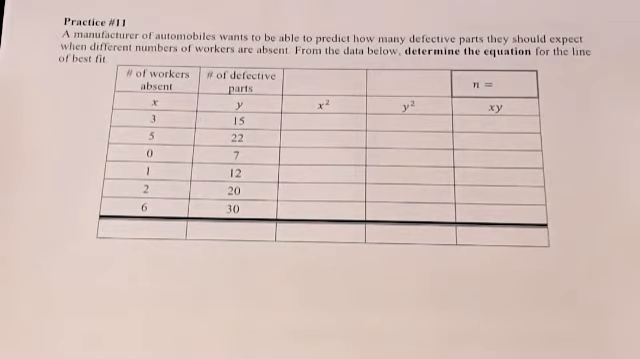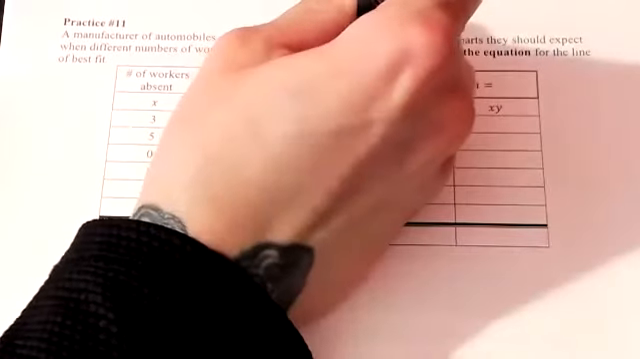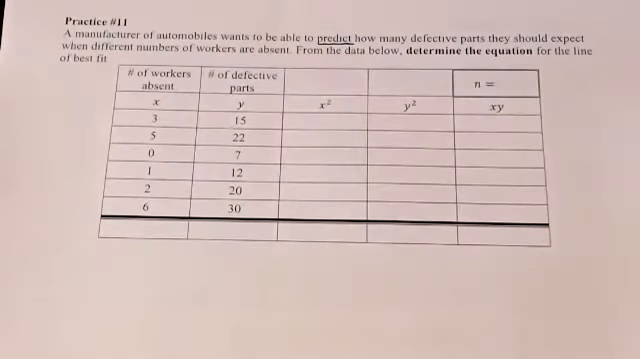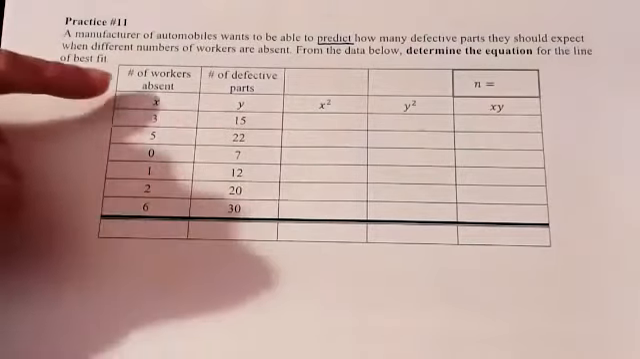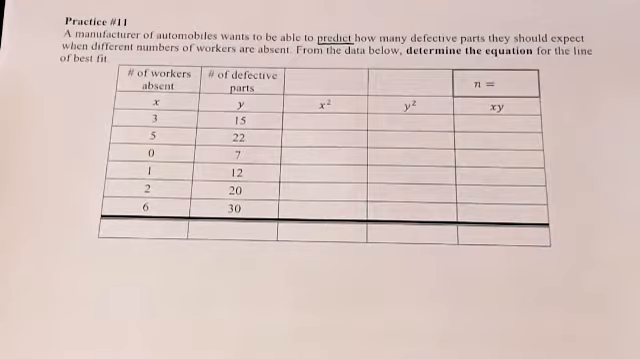Let's take a look at practice number 11. A manufacturer of automobiles wants to be able to predict. Notice the language. They want to be able to predict how many defective parts they should expect when different numbers of workers are absent. From the data below, determine the equation for the line of best fit. So first off, x represents the number of workers absent, and y represents the number of defective parts.